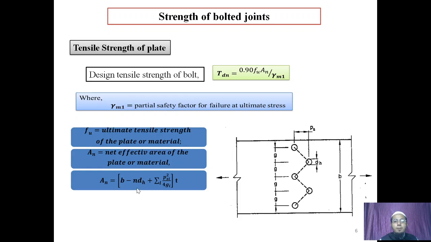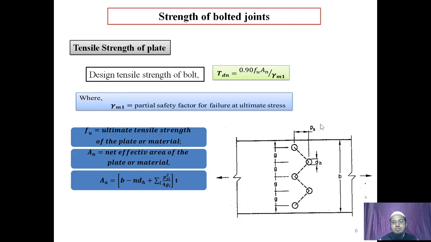This An can be obtained as B minus n into dh plus summation of p square divided by 4 g i, where i is the number of gauges in series, and t is the thickness of the plate or thickness of the thinner plate. Now here in the diagram you can see this horizontal distance between two bolt lines is termed as pitch, as we know, and the vertical distance between two bolt lines is the gauge distance.